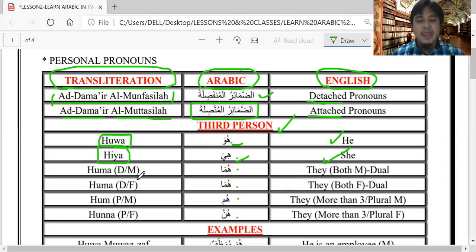If I want to say she is Jenilyn, I will say hiya Jenilyn. Or if you wish to say, for example, his name is Jenilyn, then I will say ismuha Jenilyn. Hiya Jenilyn. Wa ismuha Jenilyn. And her name is Jenilyn. Huwa Muhammad. Ismuhu Muhammad. Okay? That's it.